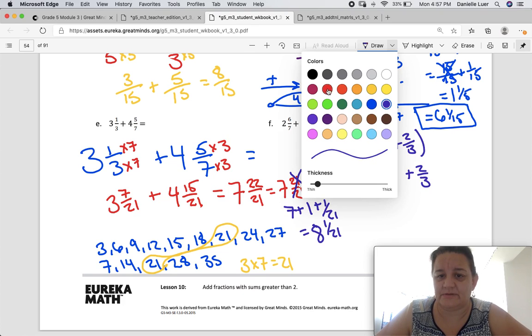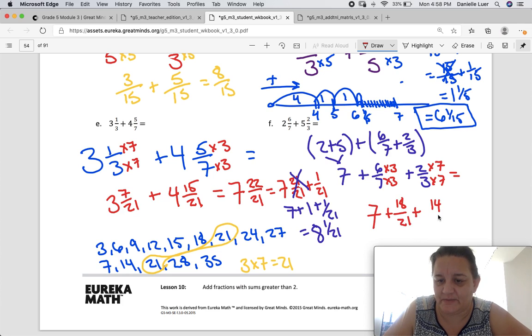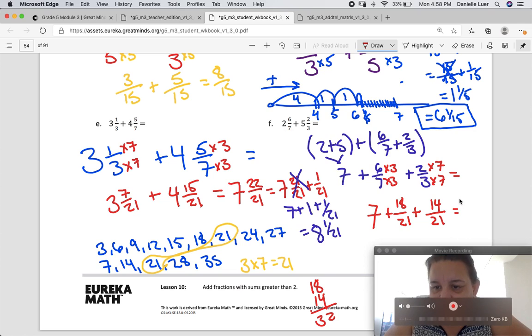Now I'm going to use a brighter color. 7 times 3, 6 times 3, and then 3 times 7 and 2 times 7 will give me 7 plus 18/21 plus 14/21 equals, well, 18 plus 14 is 12, carry the 1, is 32. 32, so wait, hang on. 7 and 32/21.